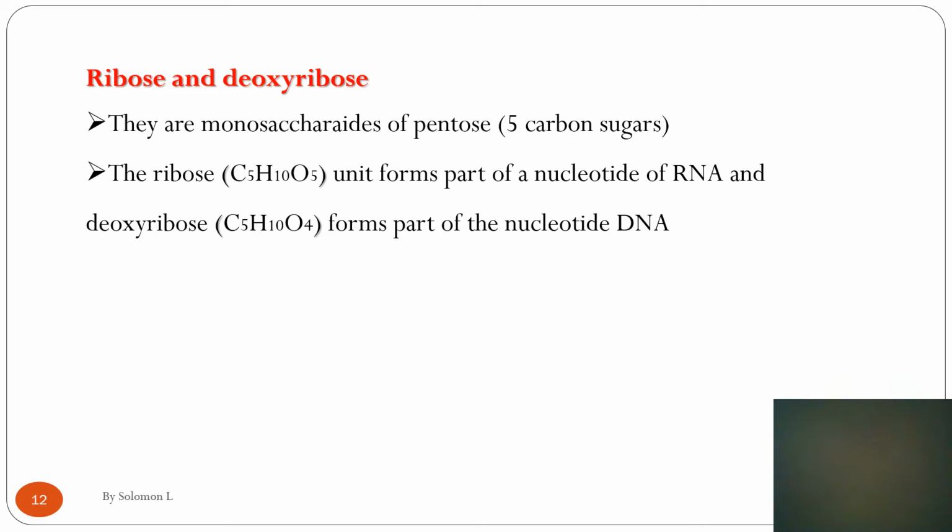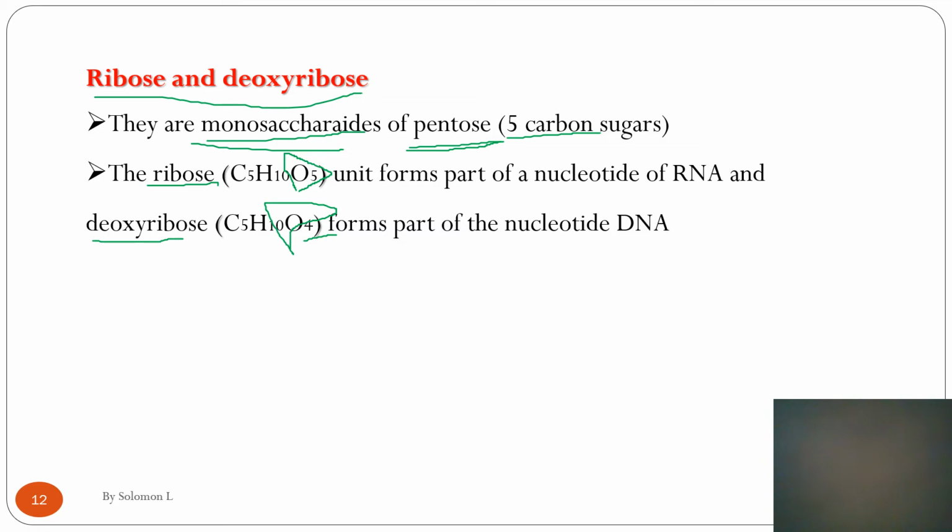Ribose and deoxyribose are other monosaccharides. They are monosaccharides, and they are pentose sugars because they contain 5 carbon atoms. The main difference between ribose and deoxyribose is the number of oxygen atoms. Here, for ribose, the number of oxygen is 5, whereas for deoxyribose, the number of oxygen is 4.